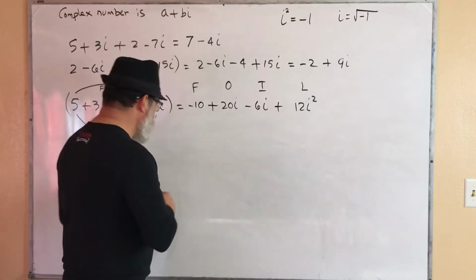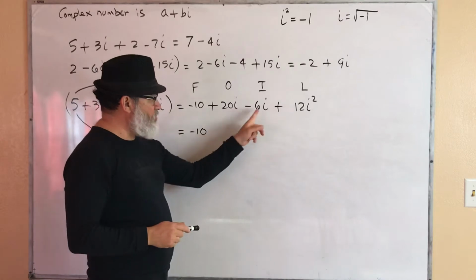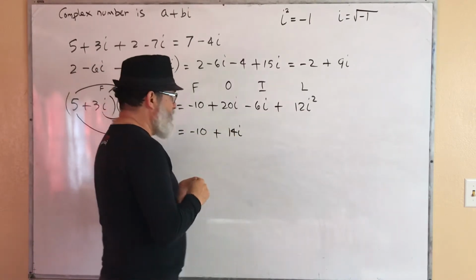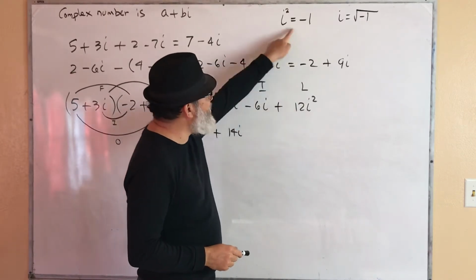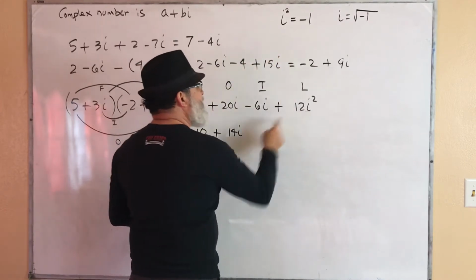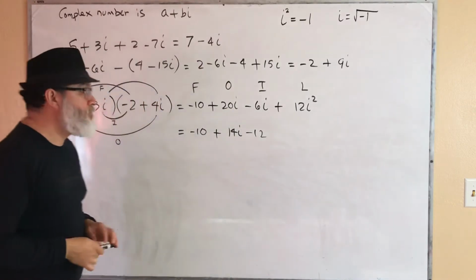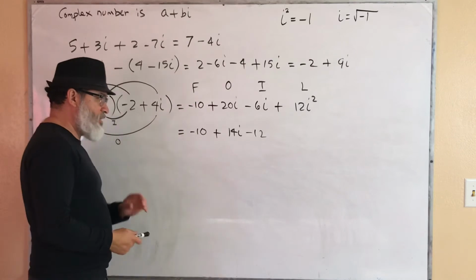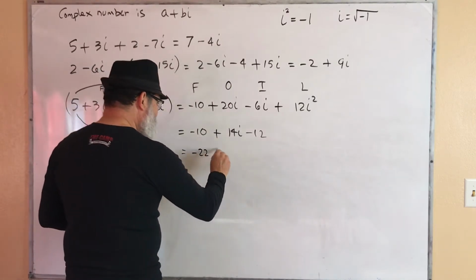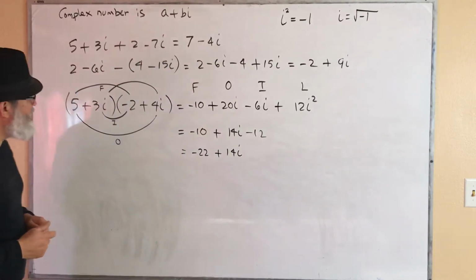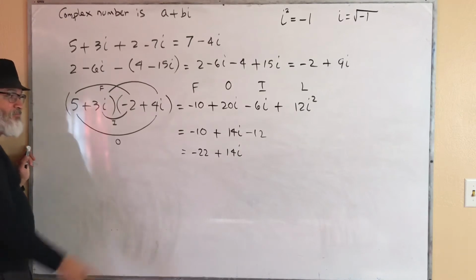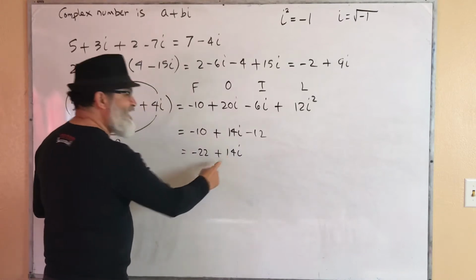Now we're going to combine like terms. You see this -10. You see those two? They go together. What is 20i - 6i? 14i. And you see this 12i squared? Didn't we say that i squared is -1? So this is 12 times -1. What's 12 times -1? Minus 12. And now add the -10 plus -12. And what is that? -22 + 14i. Hey, look, guys. You multiply two complex numbers, you get a complex number. By the way, -22 is the real part. 14 is the imaginary part.